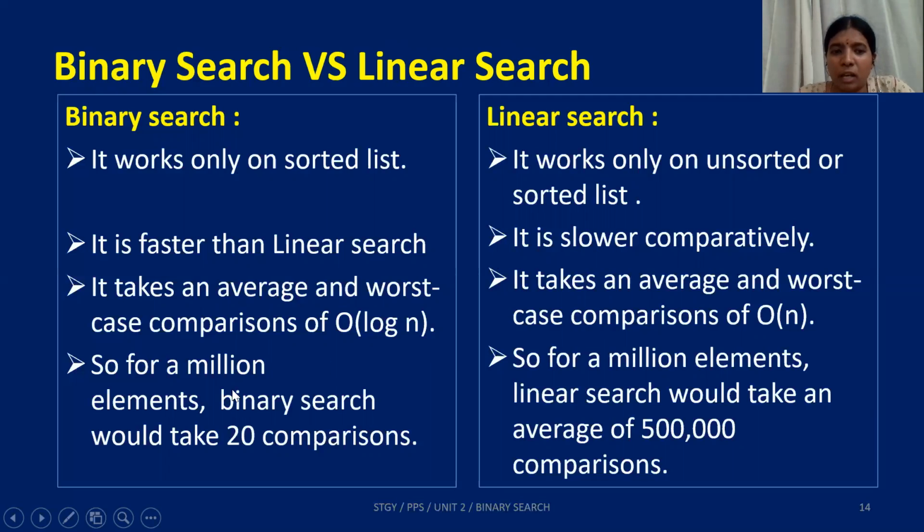For example, if there are a million elements, binary search just takes 20 comparisons. And for the same, on average, linear search takes around 500,000 comparisons.